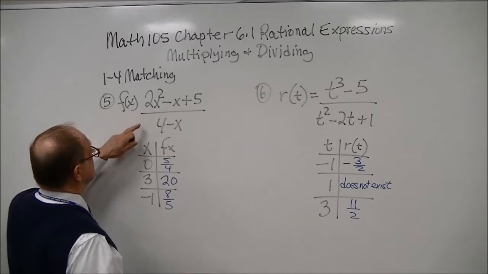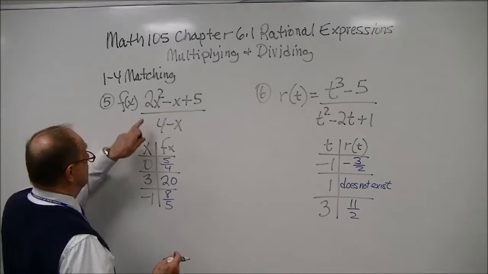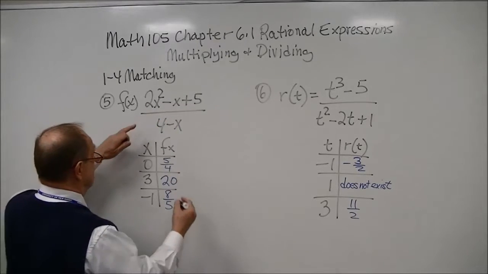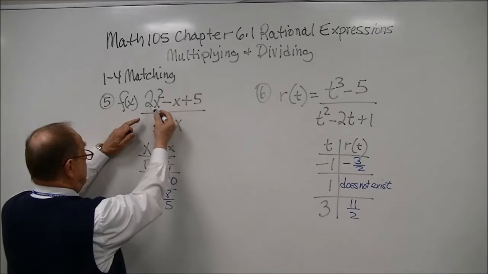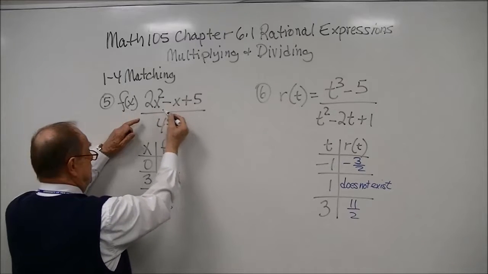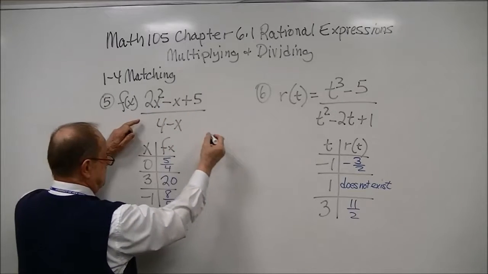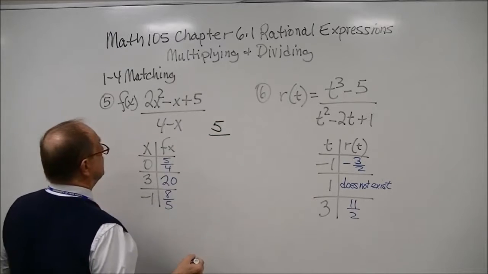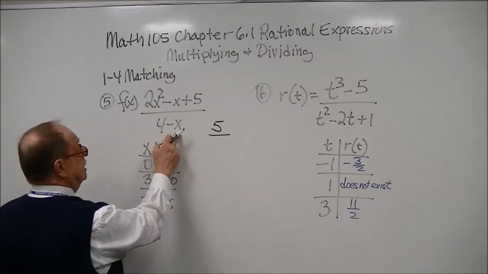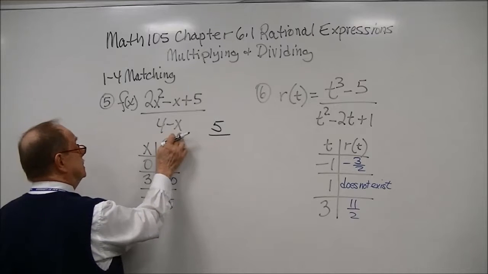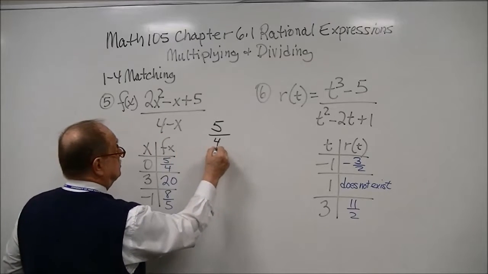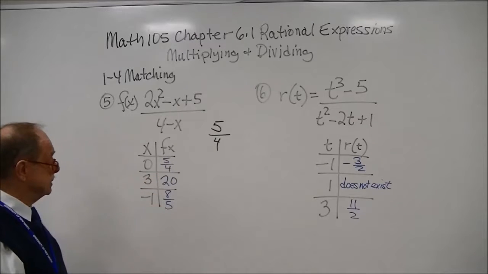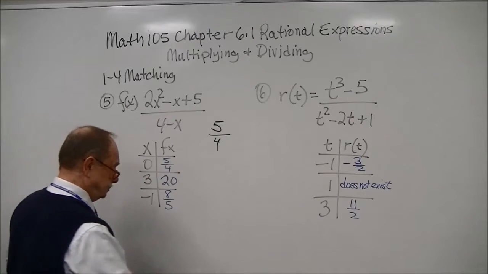So for this first one, we're going to put a 0 where the x's are. So if we put a 0 there, this becomes a 0, and this is a 0, so we're left with, in the numerator, just a 5. And then our denominator, the x is a 0. So that one was easy. The answer is 5/4.